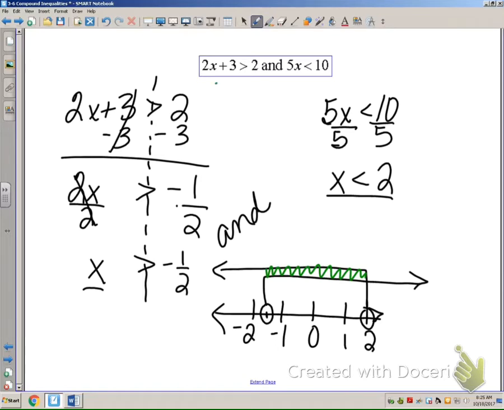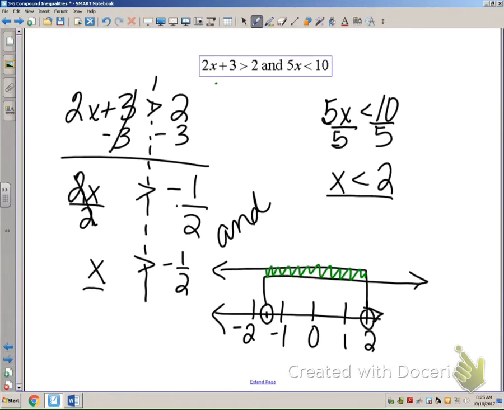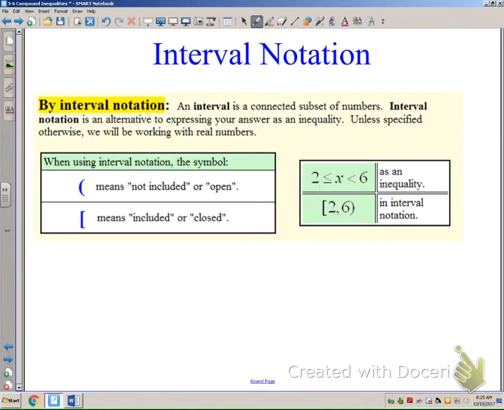So back to all of these words over here. What this was saying is we're looking for the intersection of the two inequalities, where both conditions are met, and only the values in between here meet the conditions of this side of the inequality and the conditions of this inequality. Okay, so interval notation.